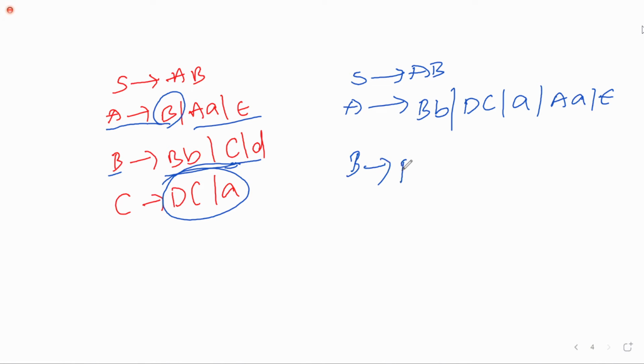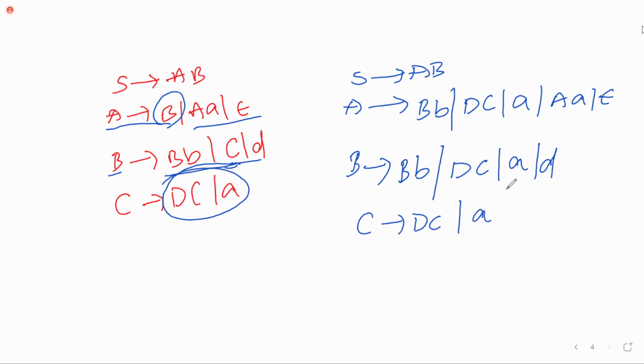Next, B. B tends to BB, no unit production. B tends to C, yes, unit production. So I'm replacing this with DC or A or D. Next, C tends to DC. This is removing unit productions part is over.